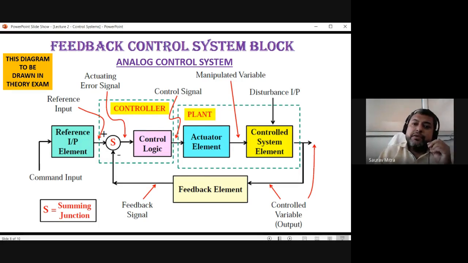So if a question is asked, to increase the stability of the system, which type of feedback will you use? Answer is negative feedback. And to increase the gain of the system, which type of feedback will you use? Positive feedback. So to increase stability, we will use negative feedback. To increase gain, we will use positive feedback. So analog control system, closed loop control system, feedback control system, negative type mainly. The same block diagram you have to explain.